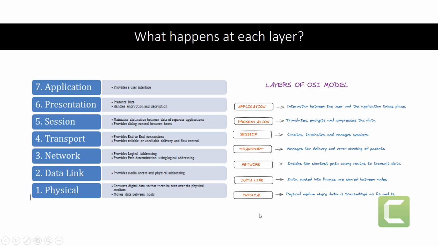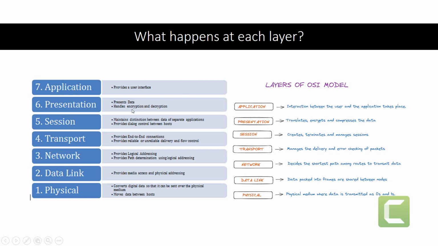So let's quickly run through the functions as a summary. As a summary, the application layer provides a user interface. We spoke about this. It provides a user interface, and it provides interaction between the user and the application. This is where that interaction takes place. Then the presentation layer presents data. Where does it present data? At the receiver side. It has to present the data back to the application layer of the receiver.